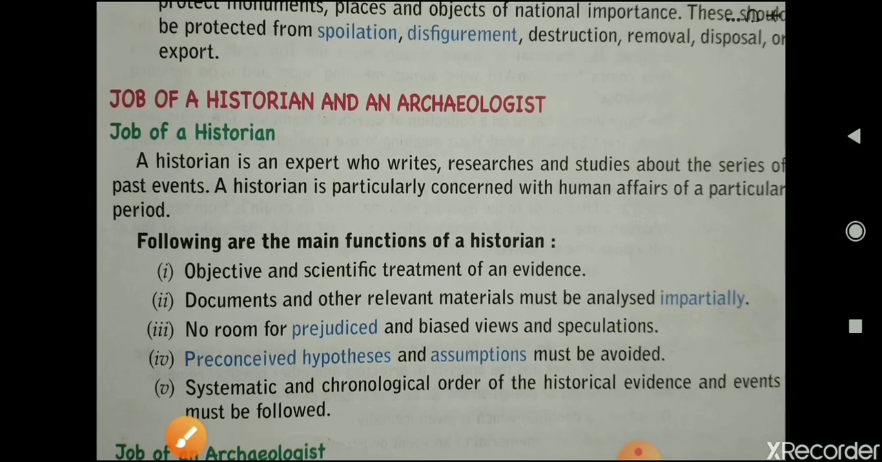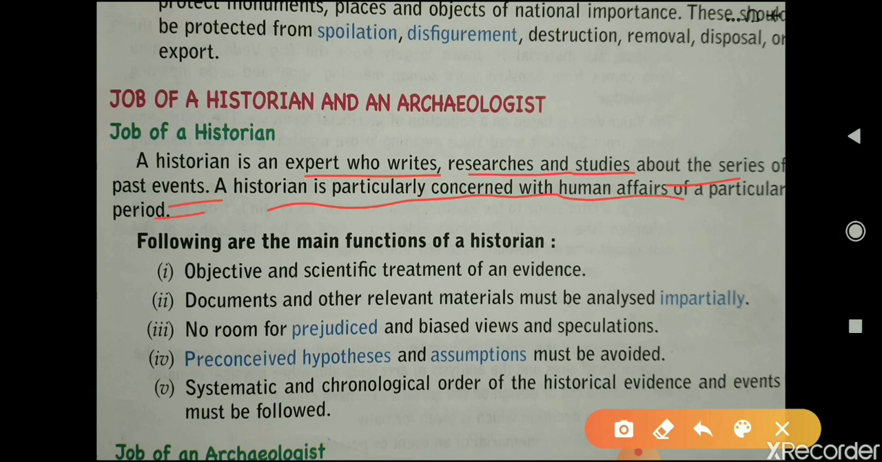So what is the job of a historian? A historian is an expert who writes, researches and studies about the series of past events. एक historian वो expert होता है जो लिखता है, research करता है और study करता है जो भी हमारे past events हैं उनको एक series में. A historian is particularly concerned with human affairs of a particular period. And what are the functions of a historian?